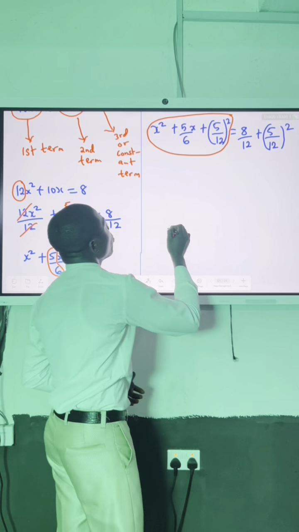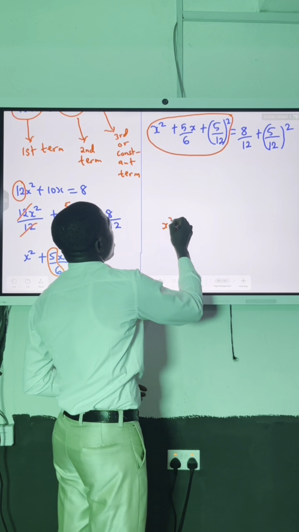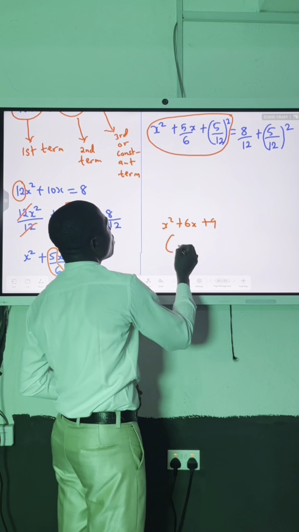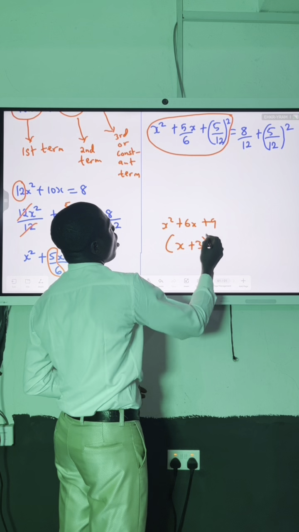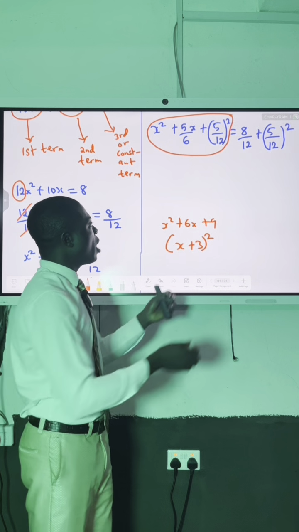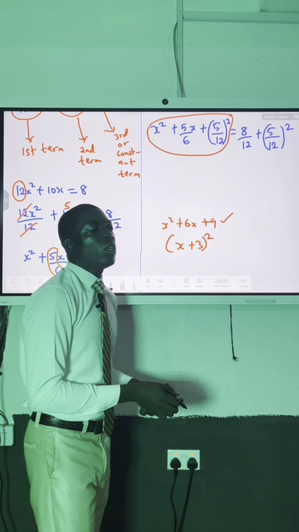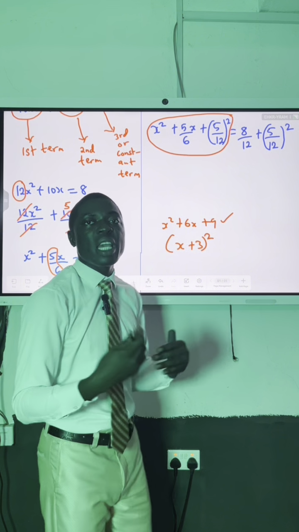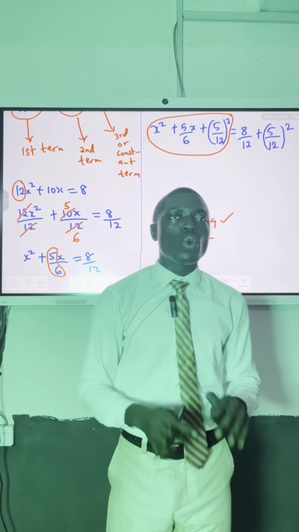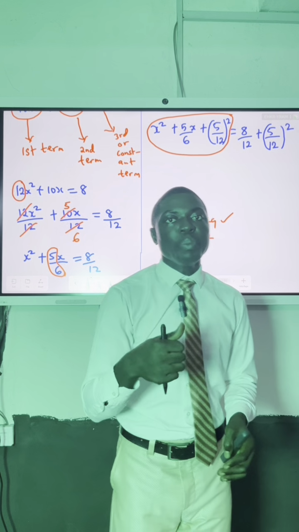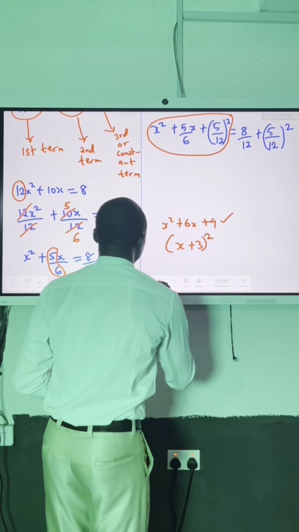For example, if I have x squared plus 6x plus 9, the whole of this can be written as x plus 3 all squared. If you expand this expression, you are going to get this one. So writing an expression to power 2, or power 4, or any other even power, is what it means to have a complete square. Is that okay? All right. Now let's go back here.